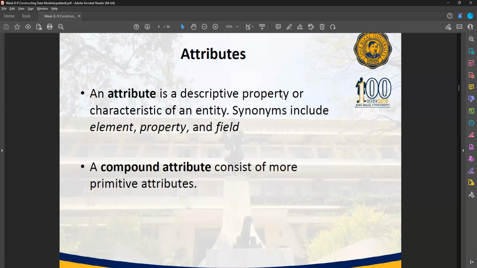A compound attribute consists of more primitive attributes, but let me discuss that in detail. Attributes, guys, are characteristics or properties that describe an object or entity. The example we have cited, the customer, definitely should have a name, address, gender, and age, because these attributes later on can be considered in our next campaign or on our product itself.